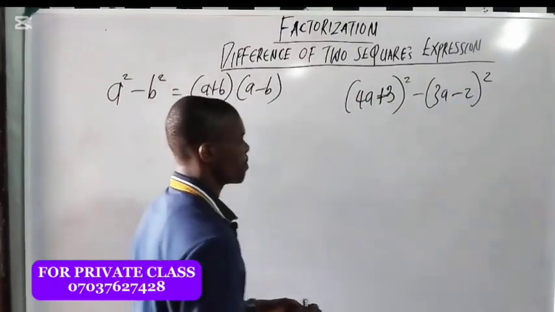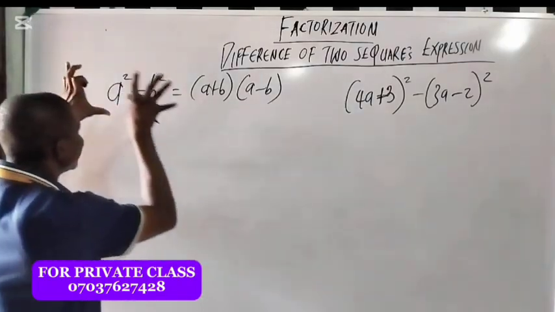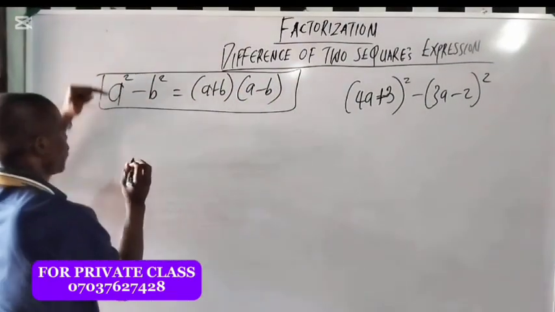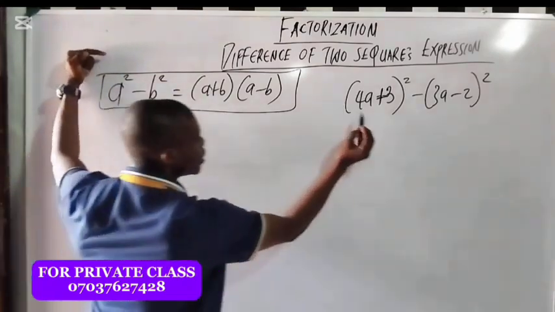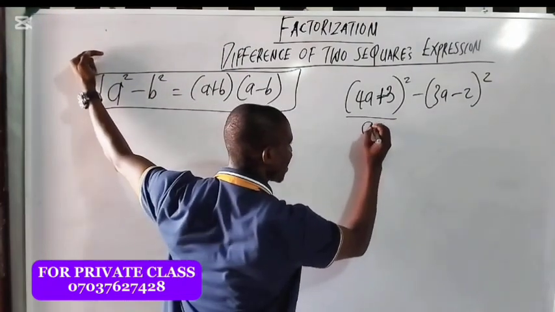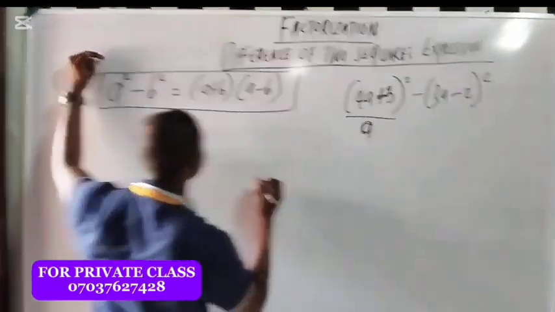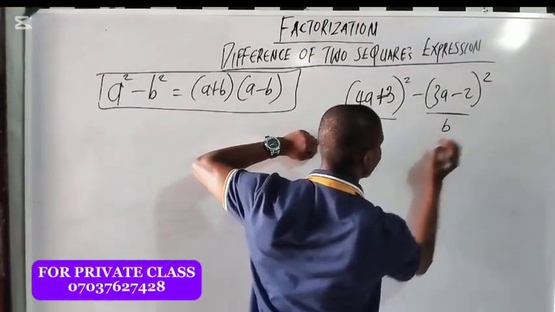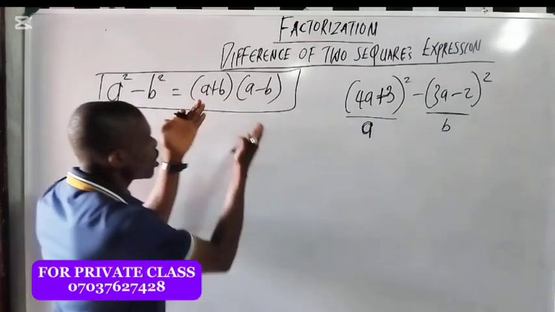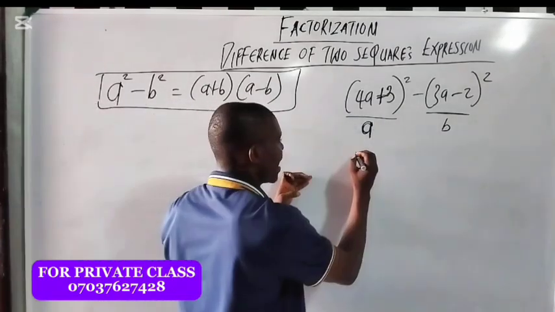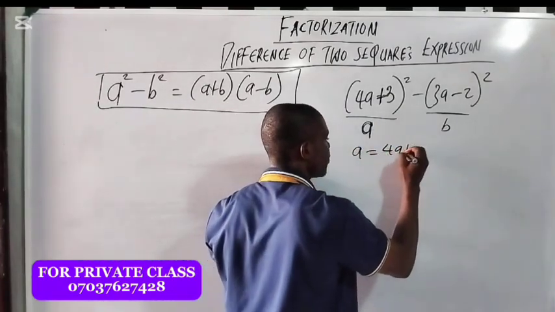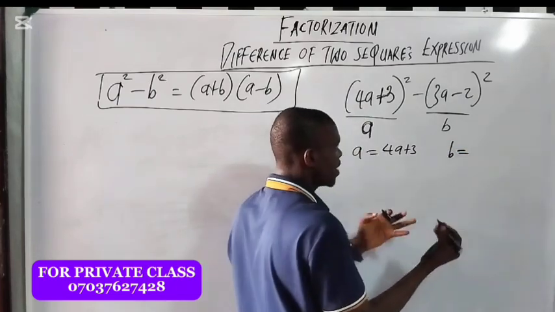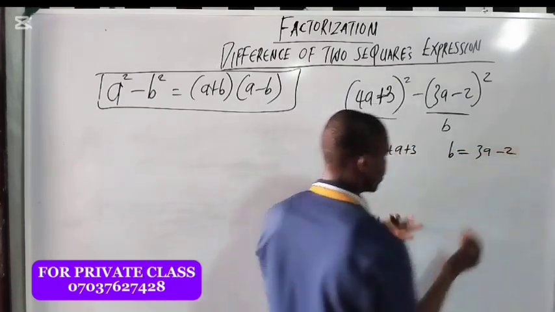Now, how do we do that? This is the expression. You look at it: the whole of the first part can be represented as a square, and here we have b square, the whole of which can be represented as b. So we just follow this formula. It means that my a is 4a plus 3, and my b is 3a minus 2. Is it clear?